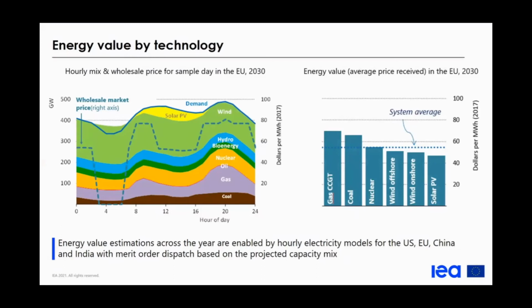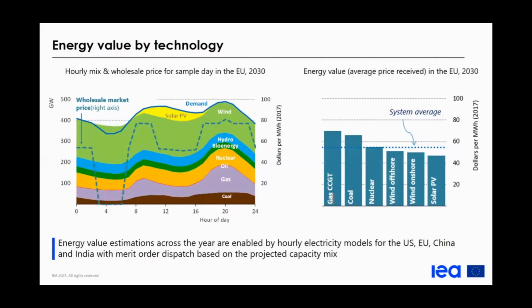That's basically the idea of the energy value. For each region for which we have hourly models, so this is the United States, the European Union, China, and India, we derive from hourly operations the annual energy value for each technology. And we do this for every year projected in our outlook and for all our scenarios. So from this hourly information, we can also derive the capacity value, so the contribution to system adequacy. Can you rely on this technology to produce electricity when the system needs it the most?